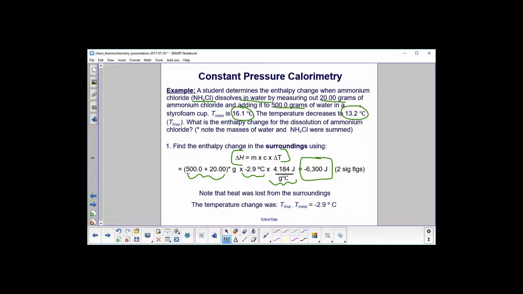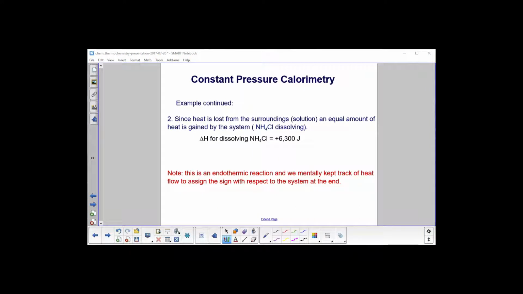Heat was lost from the surroundings. The temperature change was T final minus T initial, which is a negative number, which means that heat was lost. Again, from the surroundings. That's who we're talking about here. That's the fluid around the reaction. To finish this up now, we know that we lost heat from the surroundings, and as mentioned on the previous slide, the solution is the surroundings.